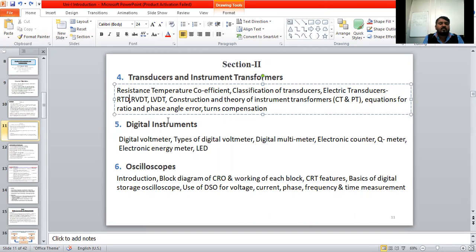Next, we will go for the fifth unit, digital instruments. Up to here, have we used any digital instrument? No. Up to the fourth unit we did not use digital instruments. Whatever bridges and potentiometers we have discussed, all used analog meters.